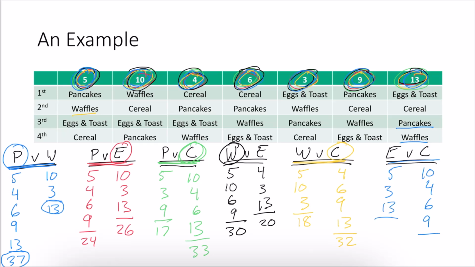The 9 votes will go to cereal. And these 13 votes will go to eggs and toast. And if we add these up, 5 plus 3 plus 13 is going to give me 21. And then 10 plus 4 plus 6 plus 9 is going to give me 29. And so cereal would win that pair.